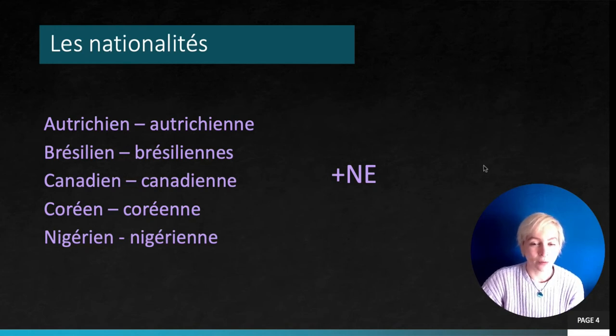In the case where the masculine adjective of nationality ends with I-E-N, in the feminine it becomes double N-E. So we add another N and an E. And here also the pronunciation changes. Autrichien, autrichienne. Brésilien, brésilienne. OK?